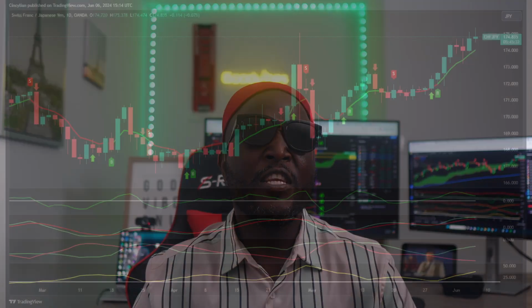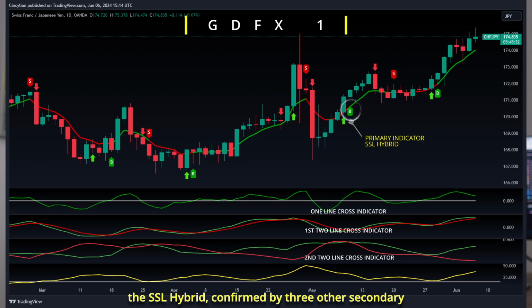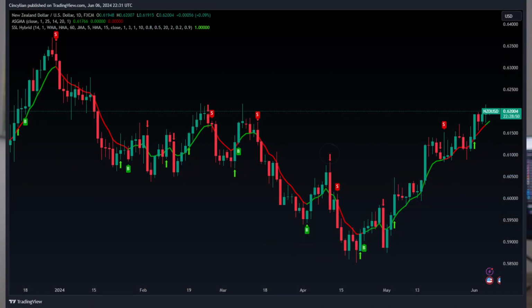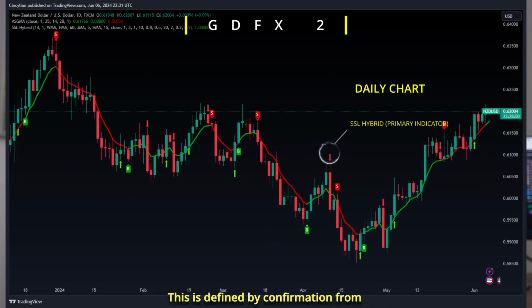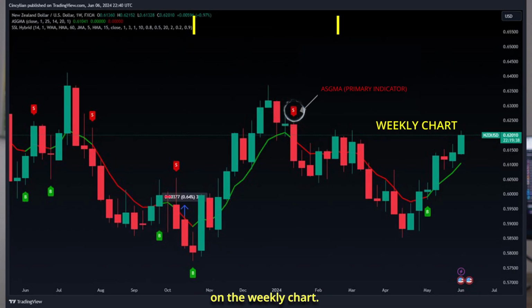Number 1, GDFX1. This is defined by confirmation from my primary indicator, the SSL hybrid, confirmed by 3 other secondary indicators on the daily chart along with volume confirmation. Number 2, GDFX2. This is defined by confirmation from the SSL hybrid on the daily chart, confirmed by the ASGMA indicator on the weekly chart.